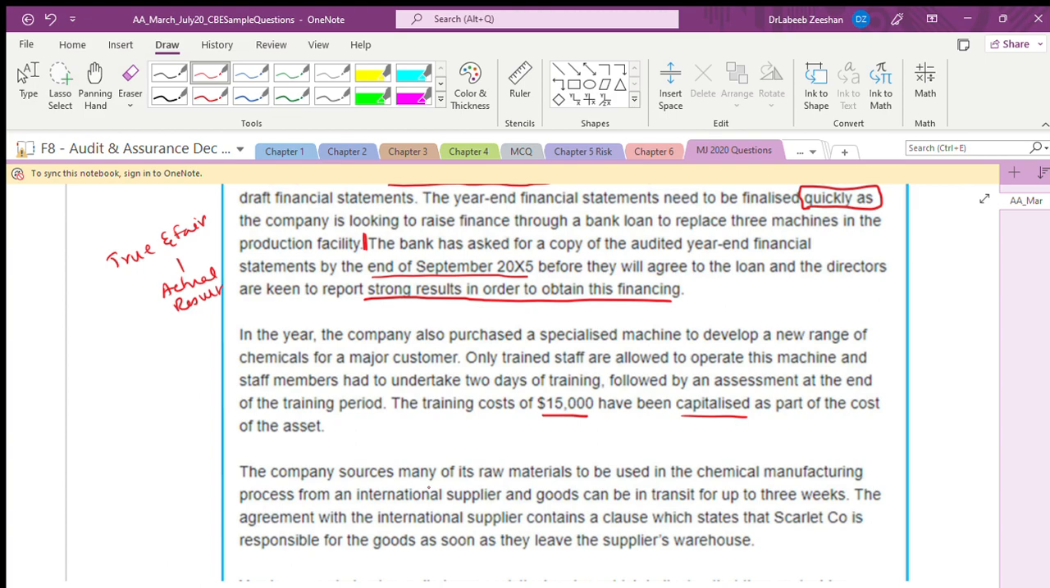Pre-operative cost. If it is pre-operative cost, is it right? Pre-operative cost should be capitalized. But it is a very open one. Okay, we will discuss this.